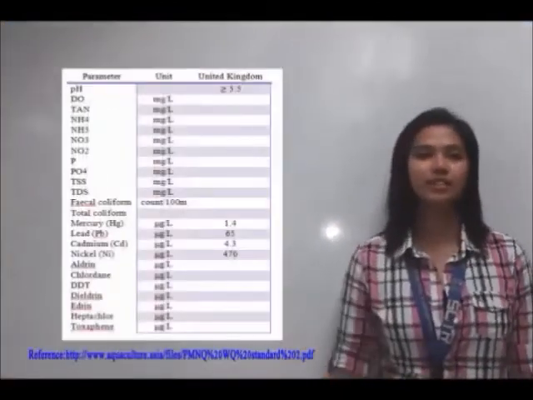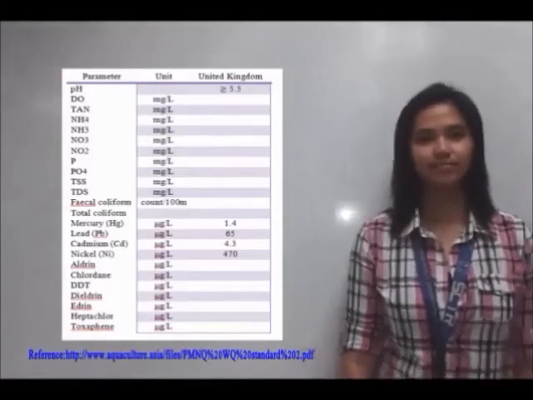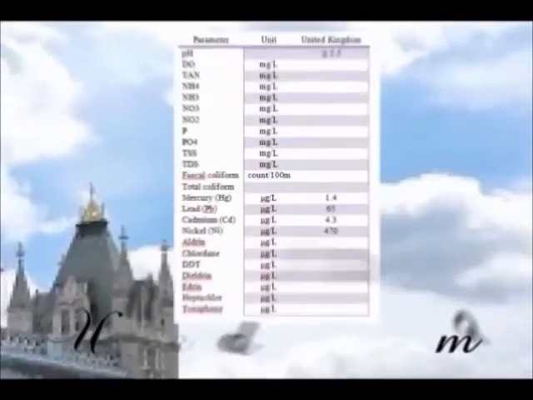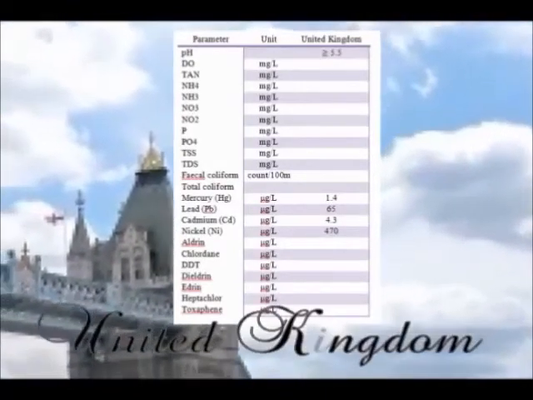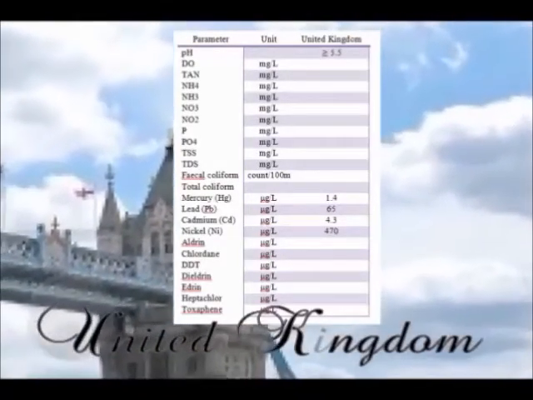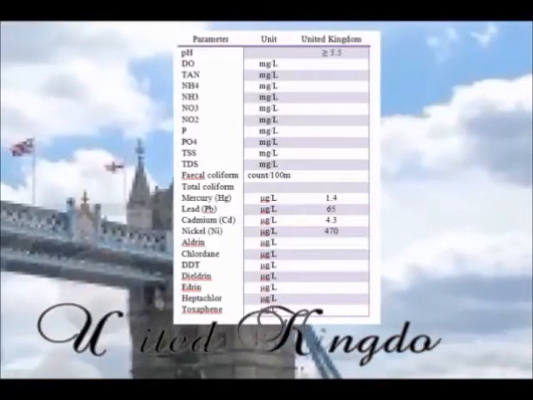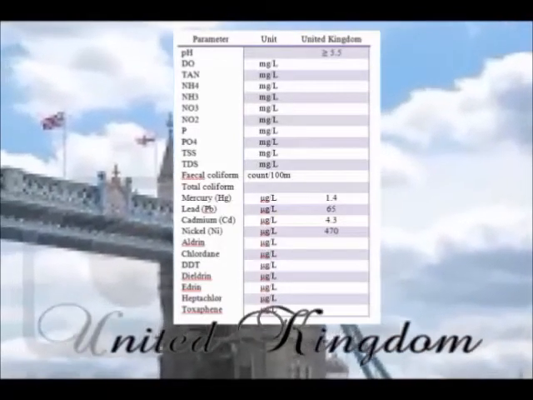The United Kingdom assesses different levels of water quality. With regards to pH, the United Kingdom has a record of greater than or equal to 5.5. Note that readings below 7.0 are considered acidic. Therefore, the water quality is acidic.